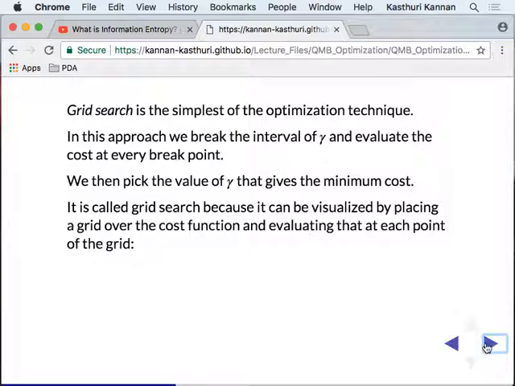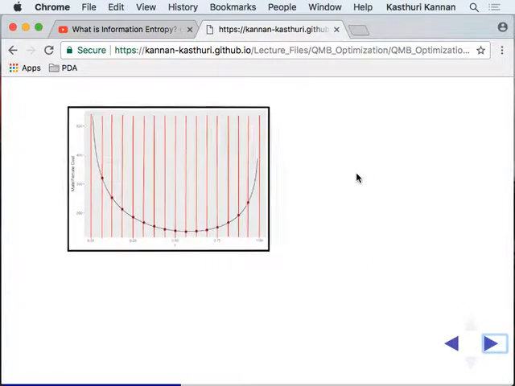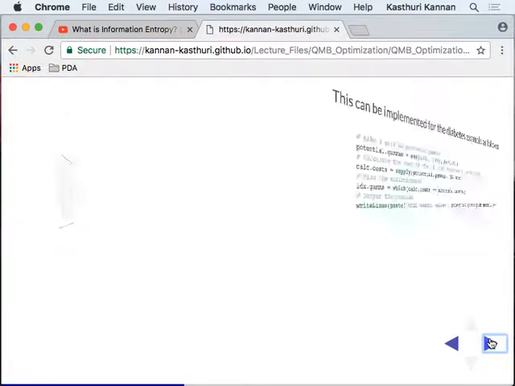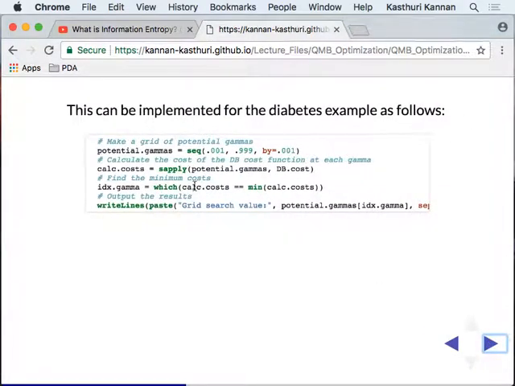And it's called a grid search because it can be visualized like this, right? You break this grid, the gamma, into 10 parts or 20 parts or 1,000 parts, it doesn't matter. And then you can evaluate the cost function on each of those and find the minimum. It's as simple as that, right? This is the very simplest algorithm. And this can be implemented as follows.